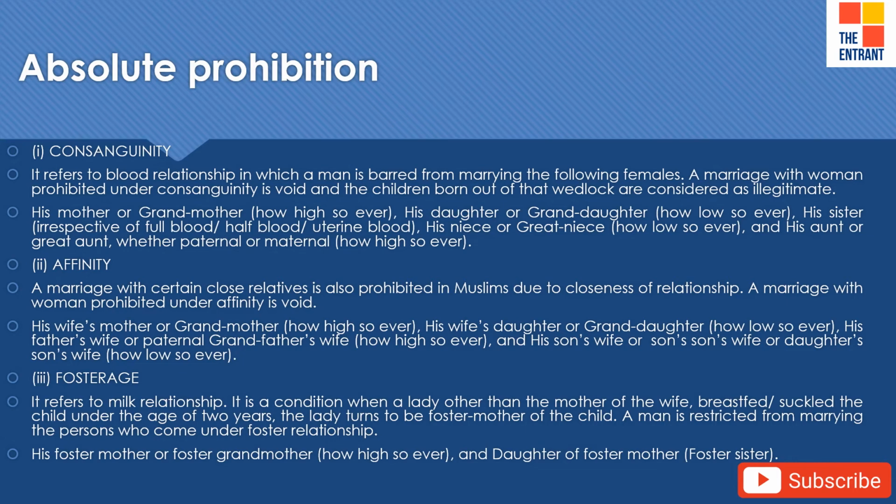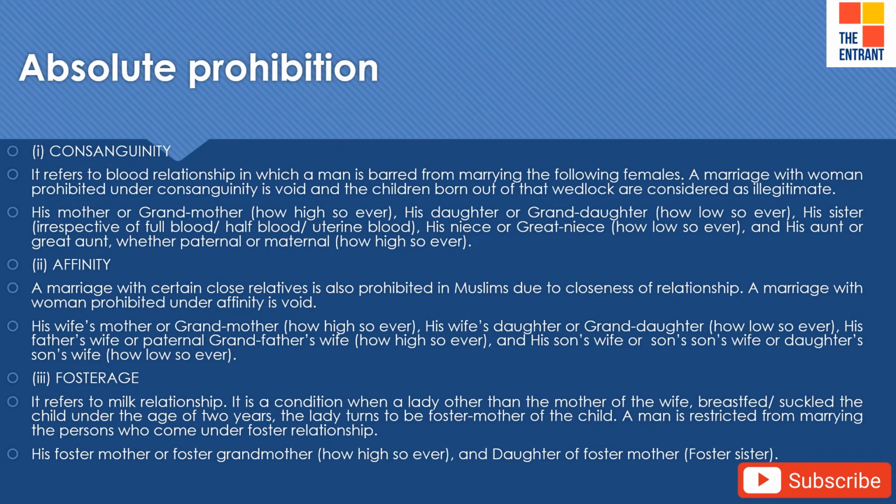He is barred from marrying his mother or grandmother, how high soever, his daughter or granddaughter, how low soever, his sister, irrespective of full blood, half blood, or uterine blood, his niece or great niece, how low soever, and his aunt or great aunt, whether paternal or maternal, how high soever.